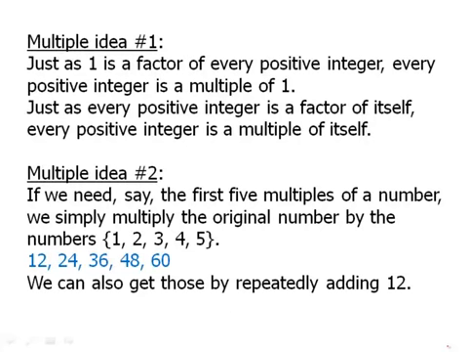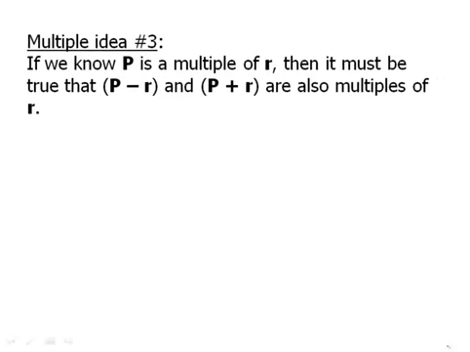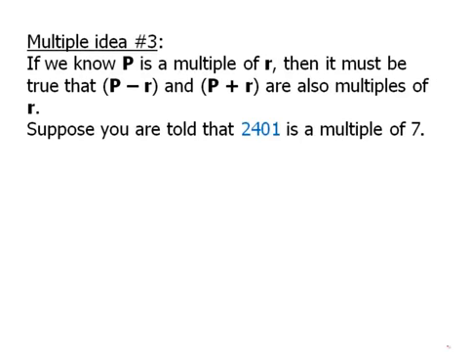We can actually generalize that idea. So that is multiple idea number 3. If we know P is a multiple of R, then it must also be true that P minus R and P plus R are also multiples of R. So very interesting. Suppose we are told that 2401 is a multiple of 7. Now there's no way you would be expected to know that. Here it's just being dumped in your lap, this particular mathematical fact. Okay, 2401 happens to be a multiple of 7. If we know that, what else can we figure out?